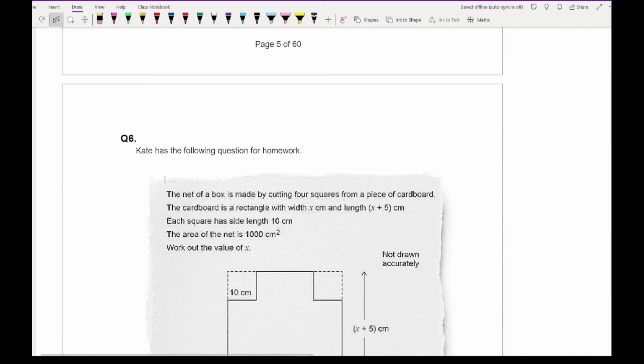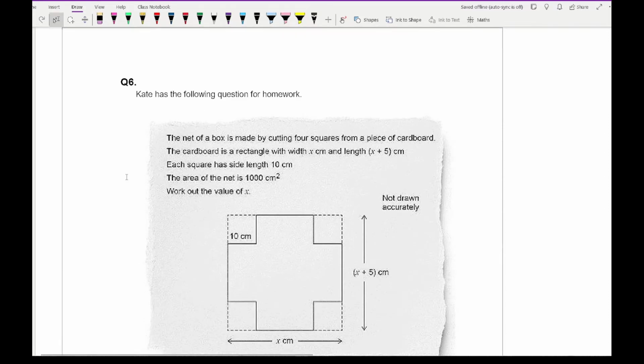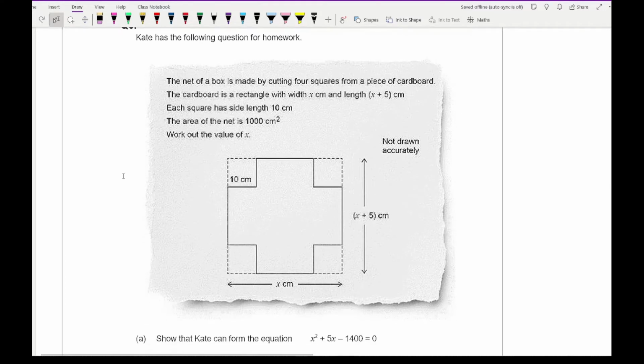The next question then says Kate has the following question for her homework, and she's got a net of a box with the dimensions mentioned. It says show that Kate can form the equation of this. So looking at the information that we've been given, we know that the area of this plus sign is 1000 centimeters squared. So what we need to do is find an algebraic expression that represents the area of that and then make that equal to 1000.